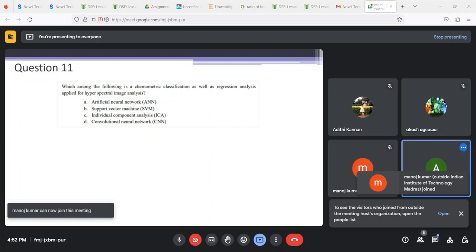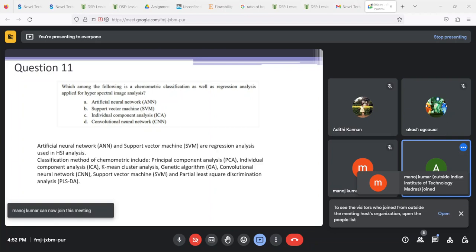For each of those you have separate software also, and some of them have both features as well. So artificial neural network and support vector machines are regression analysis methods used in HSA analysis, that is hyperspectral image analysis. And classification methods of chemometrics include principal component analysis, independent component analysis, k-means cluster analysis, genetic algorithm, convolutional neural network, support vector machine, and partial least squares discriminant analysis. What each of them does, I don't think is important for you, but it is best to know what methods come under what classification.